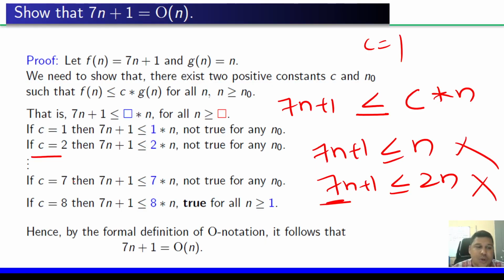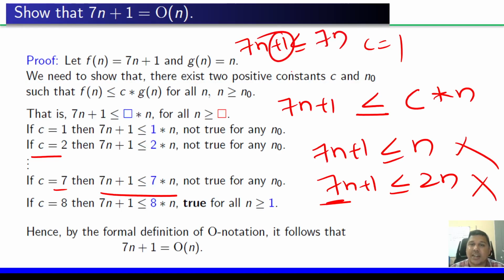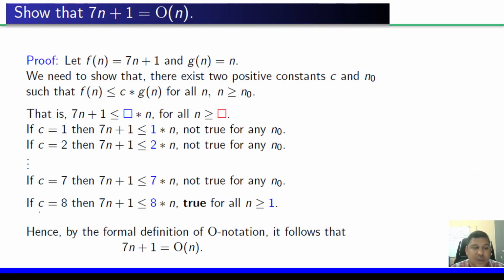So till how long can I go? If I take 7, again it is not true. Why? 7n plus 1 less than or equal to 7n. Here plus 1 is there. 7n, 7 is there, plus 1 is extra. So this is also not true. But when you take c equal to 8, 7n plus 1 less than or equal to 8n.